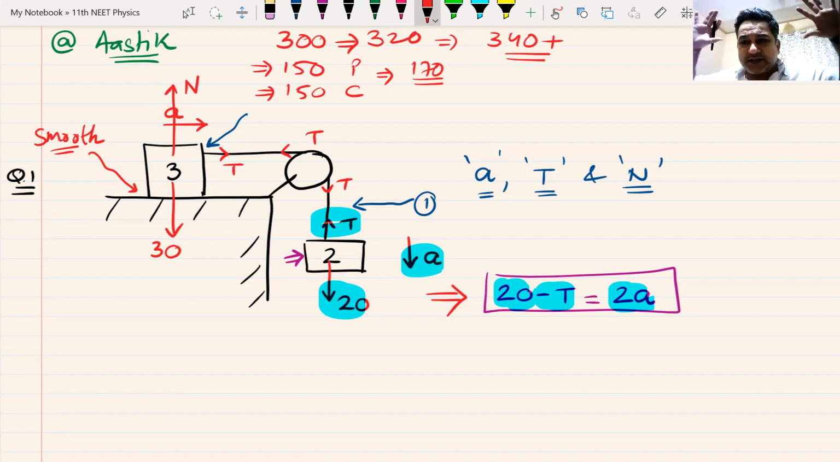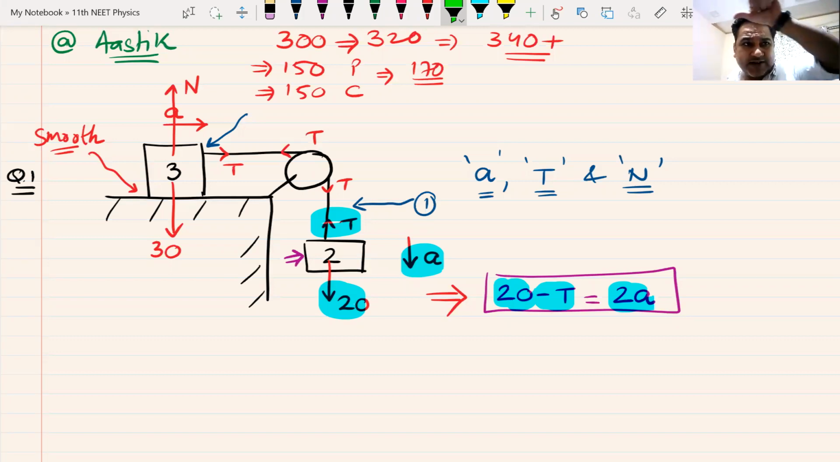Do we all see this? Now I will try to make the equation for this block. Along which direction is the block moving? The block is moving along the x direction. So I'll have to make two equations for this block: one along the x-axis and the other along the y-axis.